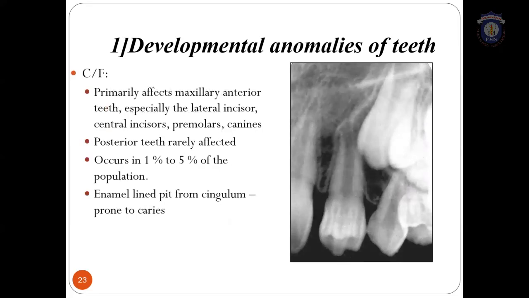It primarily affects the maxillary anterior teeth, especially the lateral incisor, then the central incisor, followed by the premolars and the canines. Posterior teeth are rarely affected. It is seen as an enamel-lined pit from the cingulum, and this region is very prone to caries.